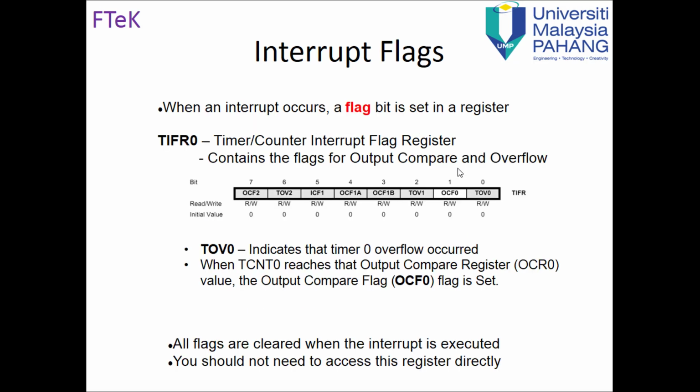How do we know the interrupt has happened? From the interrupt flags in the register TIFR0, which is for timer 0. Here we have 2 bits. One is TOV0, which indicates that overflow in timer 0 happened, and OCF0 indicates that the compare interrupt has happened. When the timer reaches its maximum, that means overflow happens, so this bit will change to 1. When we set a compare value and this compare value is reached, this bit will change to 1. That means I know that the interrupt has happened.